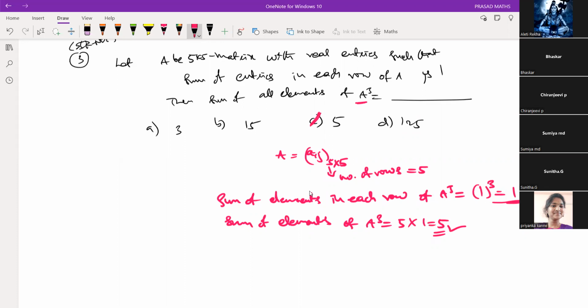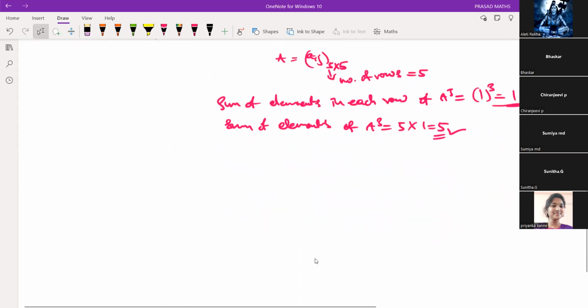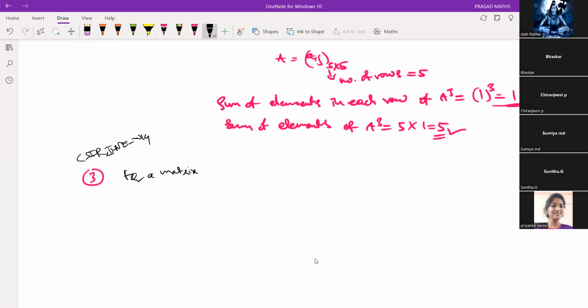Okay, that was the previous question. Next, this question was again asked in CSIR June 2014. Look at the question paper. For a given matrix A, A power 6 is the identity matrix. What is a suitable matrix? Option A: cos pi by 4, sin pi by 4, 0; minus sin pi by 4, cos pi by 4, 0; 0, 0, 1.